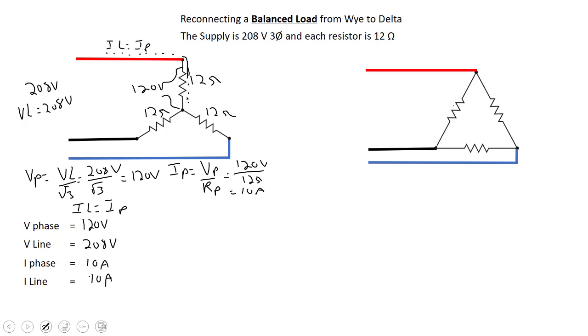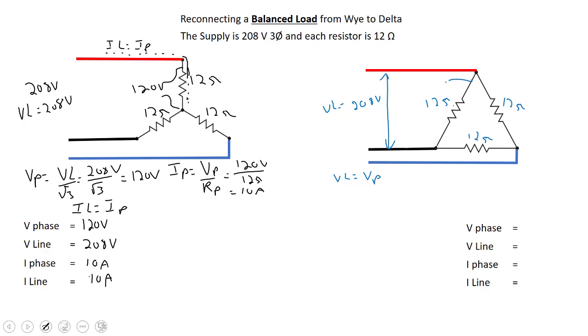If I go and compare it to our delta, it's still going to be the same 208 volt supply, and the oppositions are three 12 ohm resistors still, so same opposition. Let's compare to see what our values look like when we're connected in delta. Well, the first rule for delta is that V line is the same as V phase. There's only one voltage. That means that if I have a V line here of 208, then I'm going to see the full 208 volts across our 12 ohm resistor, because V phase and V line are the same. So we'll go ahead and put that on.